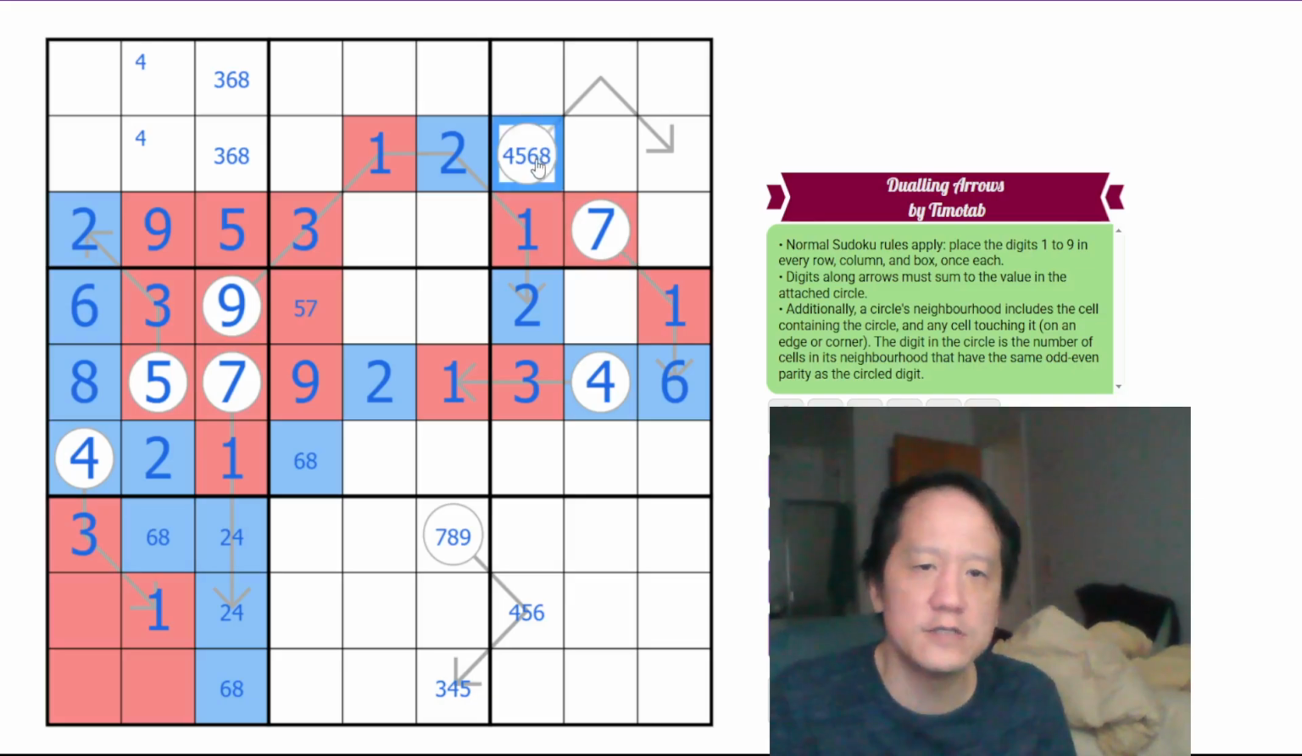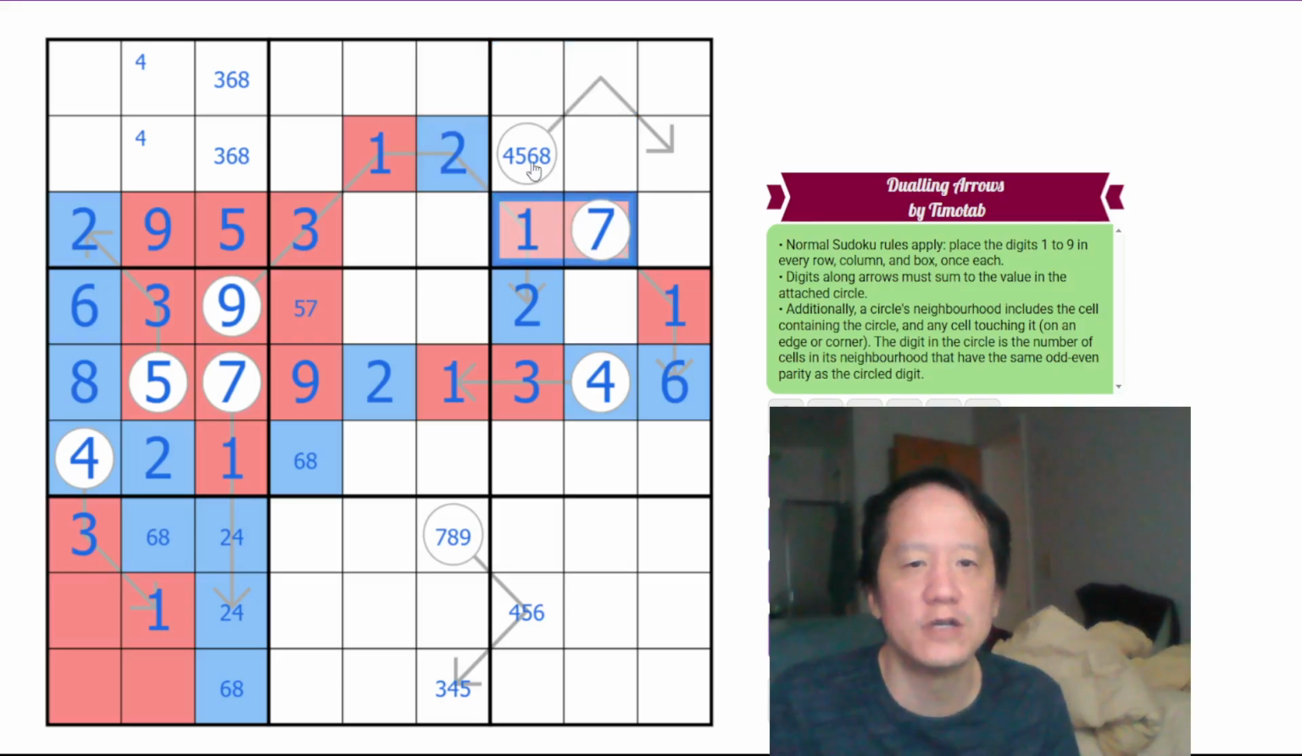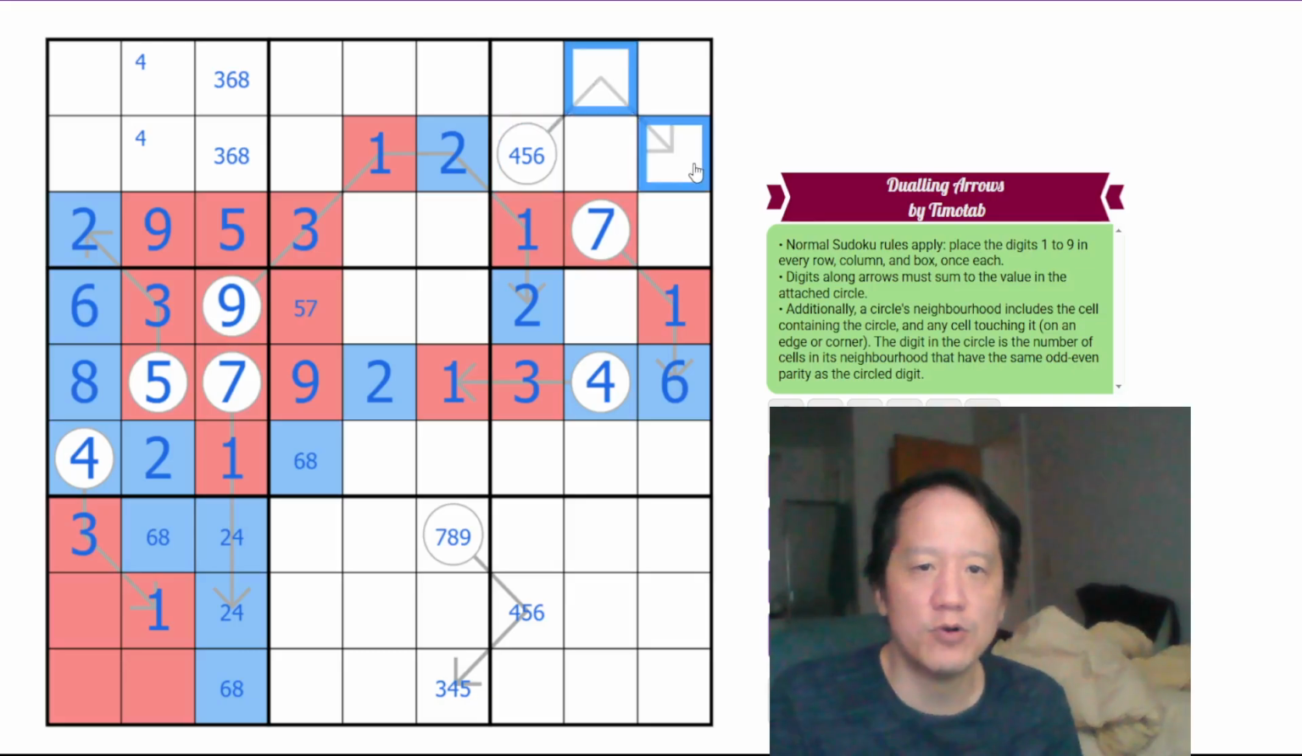If this is 8, we cannot have 8 even digits surrounding it because these two are odd. So it can't be 8. It's 4, 5, or 6 here. If it were 4, it would require 1 and 3 to add up to it, and 1 is already in the box, so this can't be 4. If this is 5, it requires 2 and 3, which it could be. If it's 6, it requires 2 and 4, which it could be.